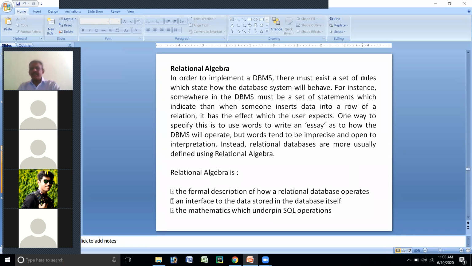For example, what we are stating: I'll repeat this. In order to implement a DBMS, there must exist a set of rules which state how the database system will behave.